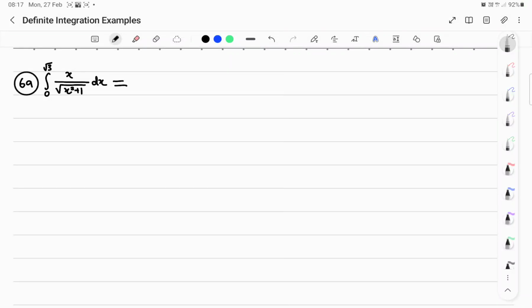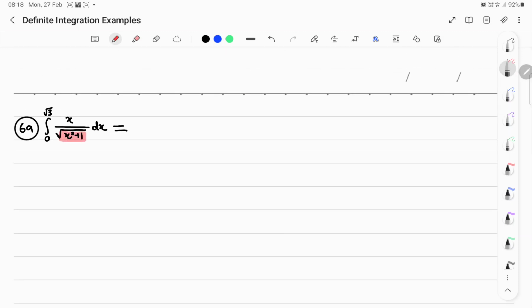In this video, I would like to share with you several definite integration examples. So let's get started with the first one. For this one, we have to let something inside a bracket, a square root or logarithm. So we can spot it over here.